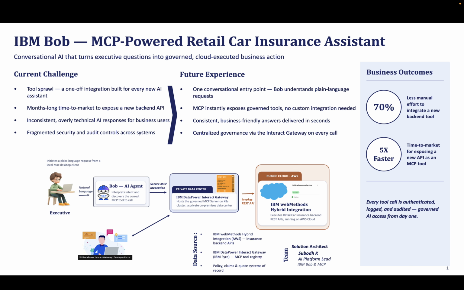And let's talk about the architecture of this asset. IBM Bob uses the Model Context Protocol (MCP) to automatically identify the right business capabilities for each request. User requests are securely routed through the IBM DataPower Interact Gateway, which authenticates, authorizes, and audits every interaction. The gateway then invokes the integration services, which are deployed on the IBM webMethods Hybrid Integration Platform, running on AWS.